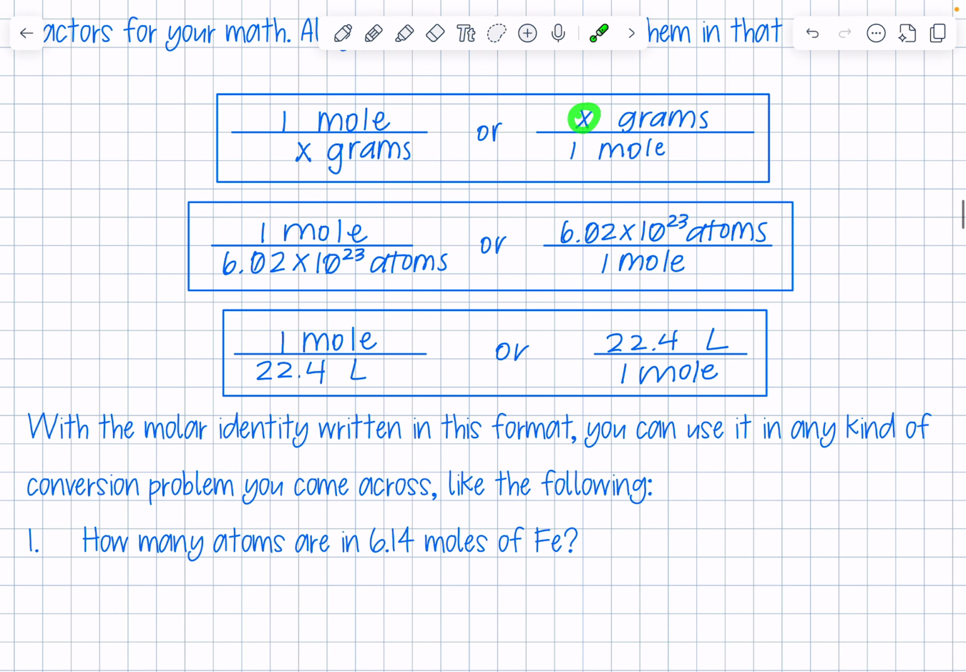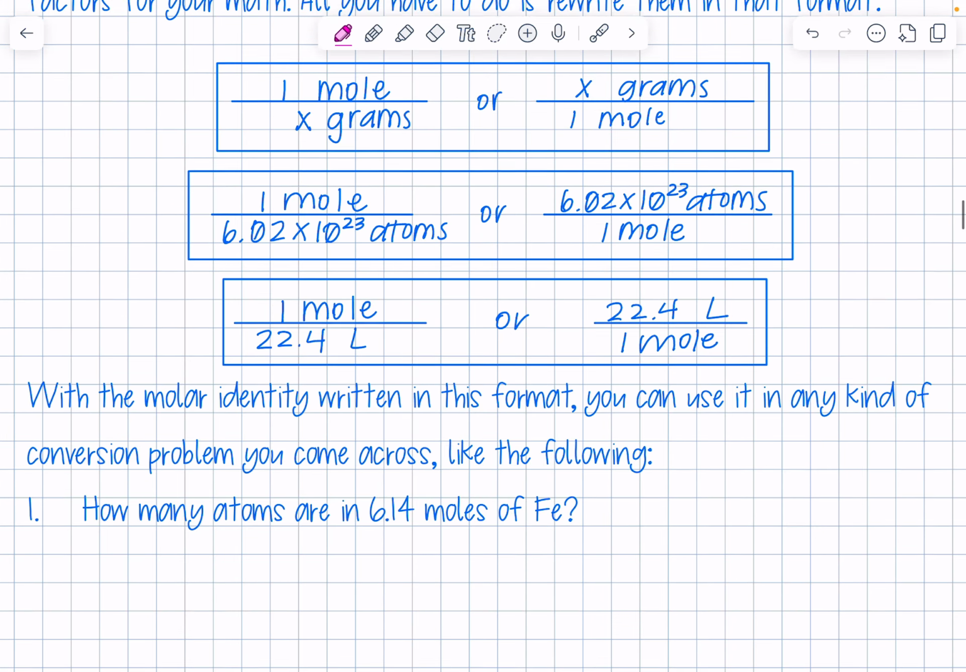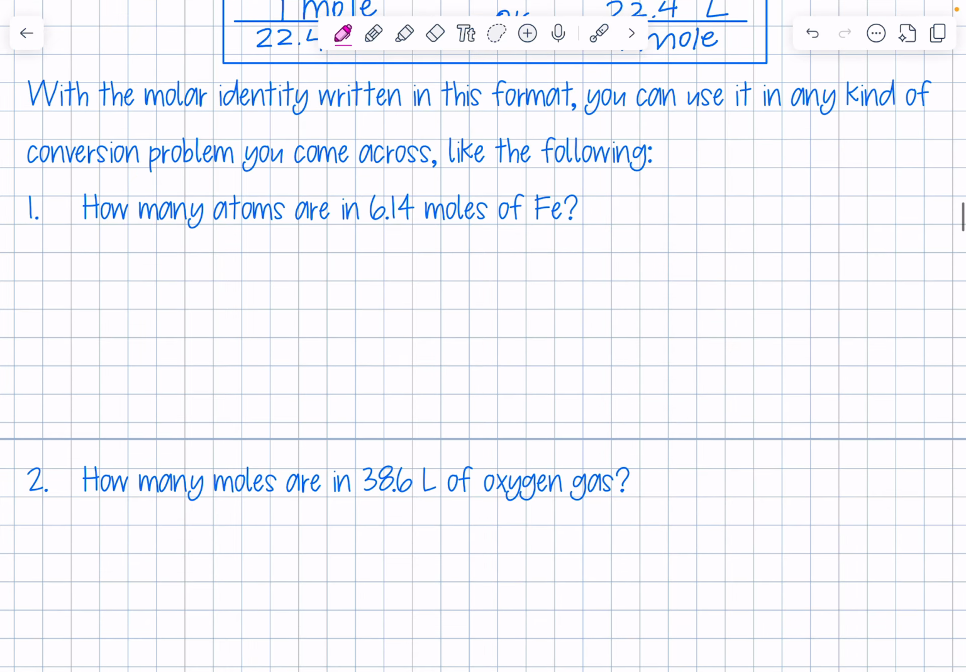I have X in here because depending on what your substance is, the number of grams will differ, and you'll have to calculate the molar mass for that. So we can use this in any kind of conversion problem. I have given a few examples here that we're going to work through so that you can see how we use that kind of identity. Question number 1 is how many atoms are in 6.14 moles of iron.